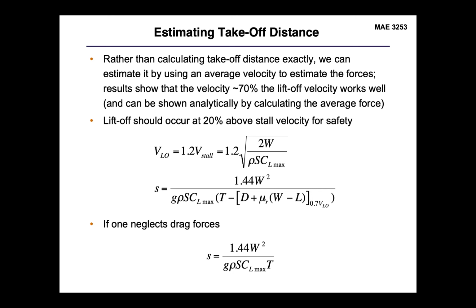So benchmarking has shown that a velocity of around 70% of the liftoff velocity works pretty well in giving us an accurate number to determine the overall takeoff ground roll distance. Based upon the velocities we looked at earlier, we're going to take a liftoff velocity at 20% above the stall velocity. Since we already know the equation for the stall velocity, we can calculate the velocity at that liftoff point. We can put that back into the equation, and then take an estimate of the thrust, the drag, the weight, and the lift at 70% of that liftoff velocity to give us an overall estimate.